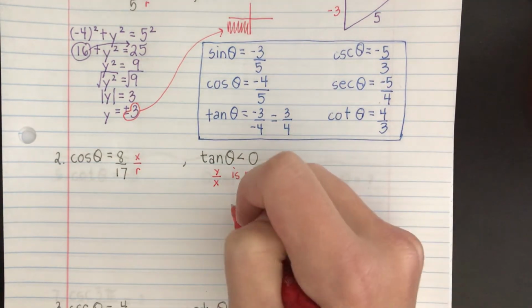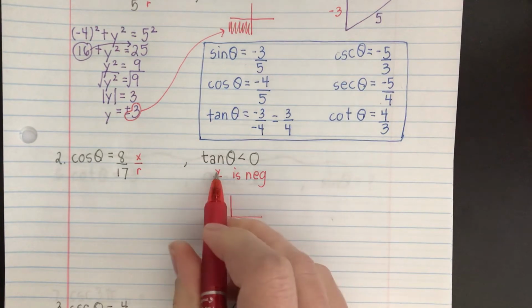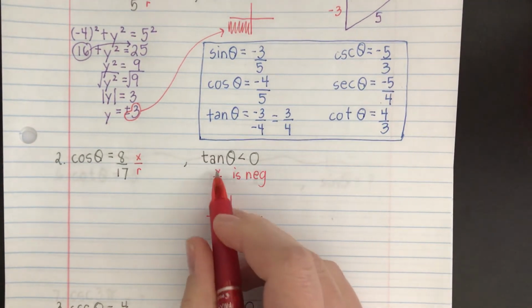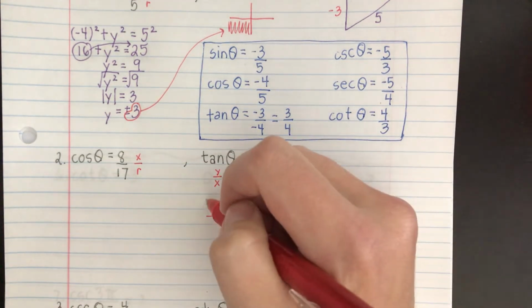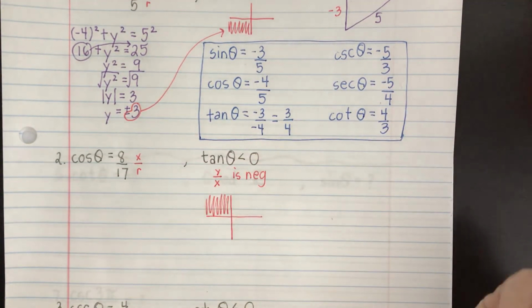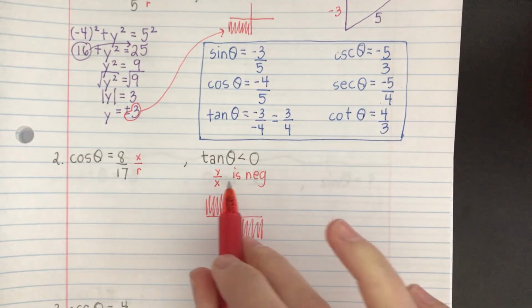If we're talking about quadrants for this, remember, for a number over a number to be negative, only one of them can be negative. So what quadrants do we have only one negative value? This quadrant, second quadrant, and the fourth quadrant. Okay, but here's the deal.